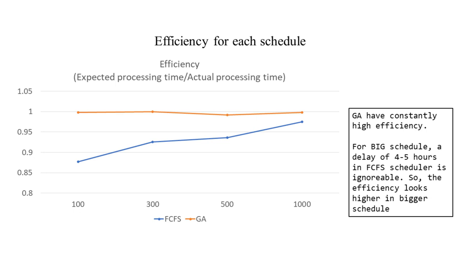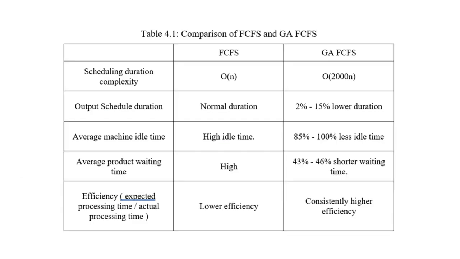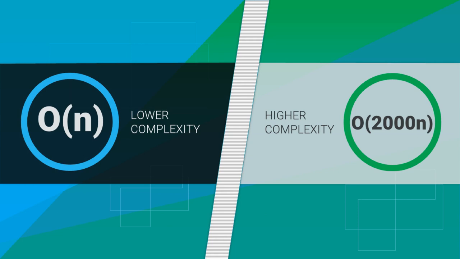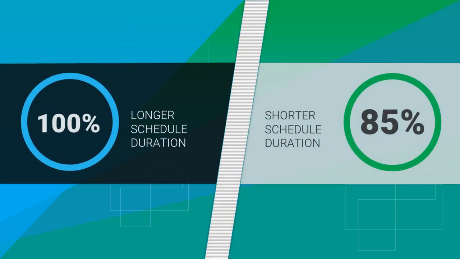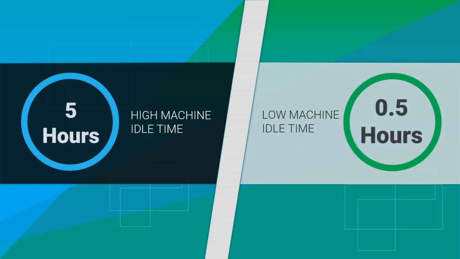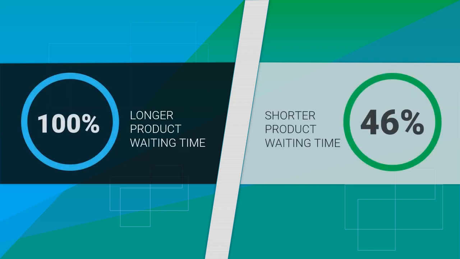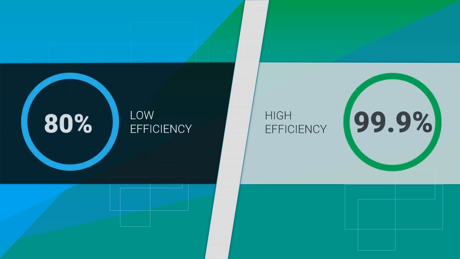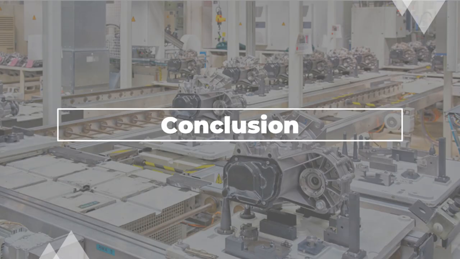To summarize my result, I made a comparison table between the schedule produced by first-come-first-serve algorithm versus the schedule generated by optimized GA. So, the normal schedule has big O N complexity, and GA optimized scheduling complexity is big O 2000. The schedule optimized by GA has 2% to 15% lower duration. Then, the schedule optimized by GA has 85% to 100% less idle time. After that, schedule generated by GA has 43% to 46% shorter product waiting time. Finally, the schedule produced by GA has consistently higher efficiency. So, that's all for my result and discussion.